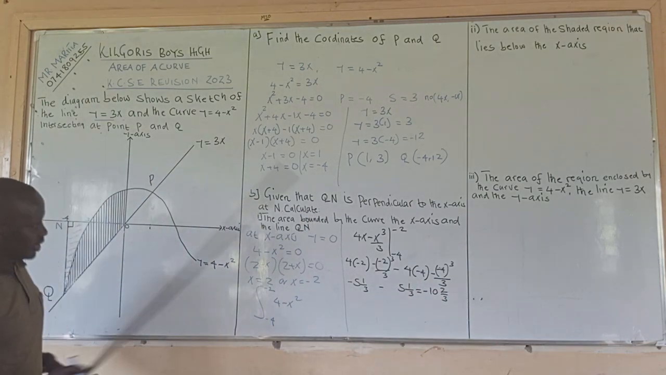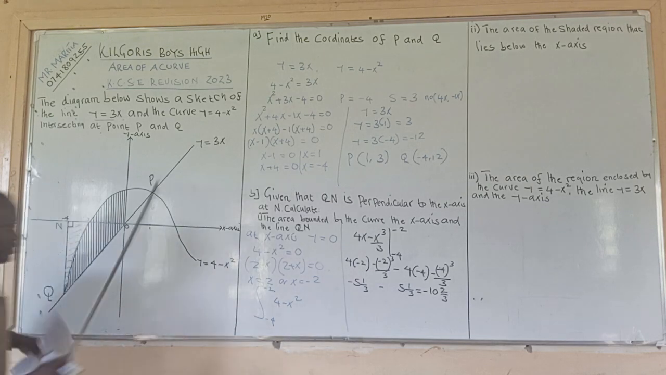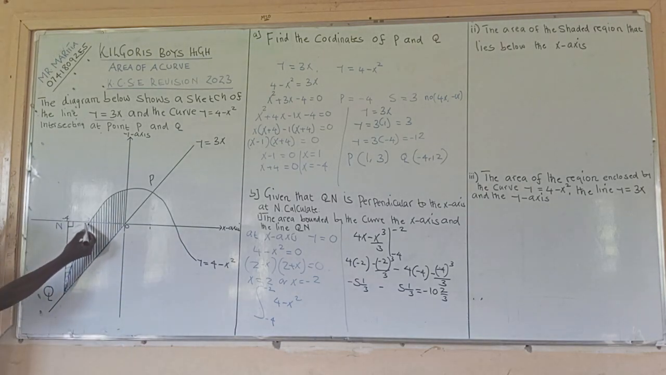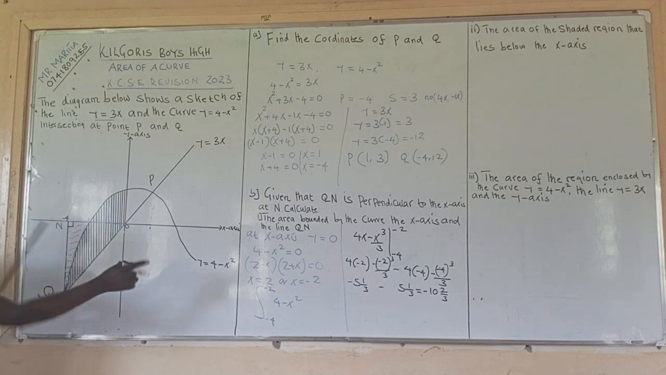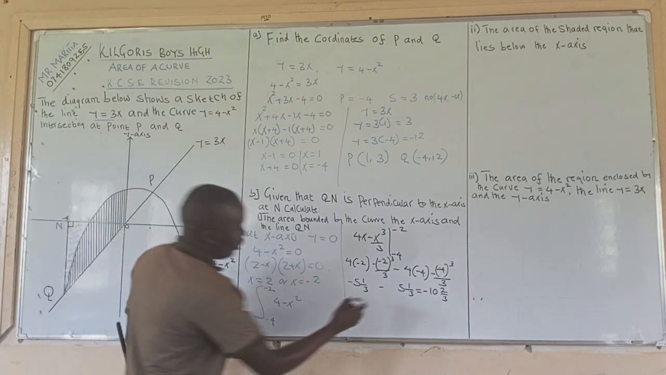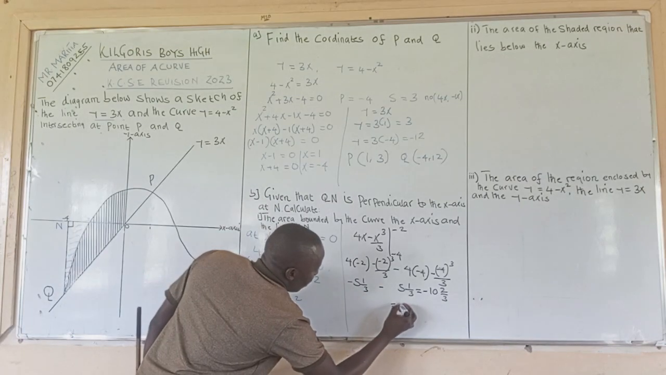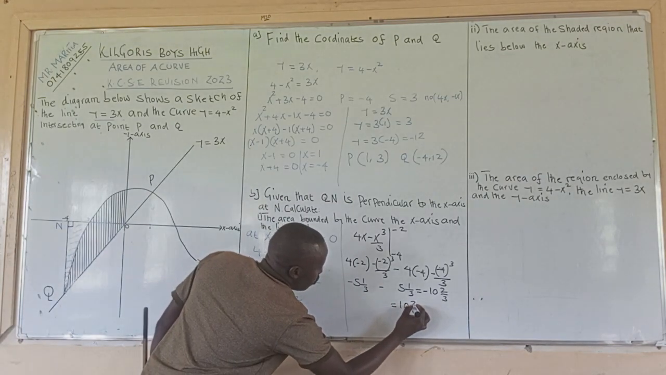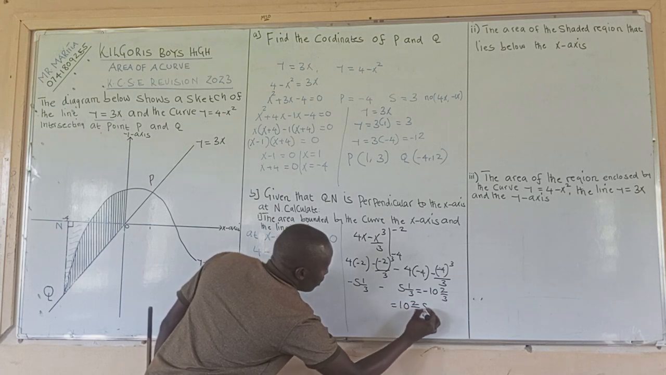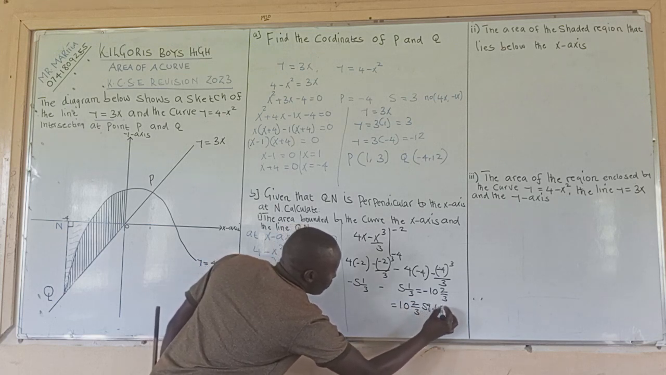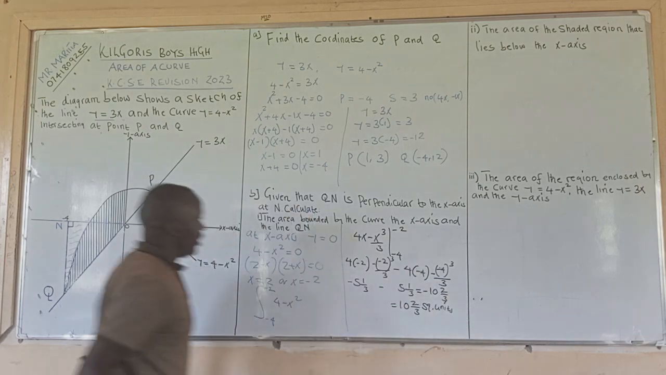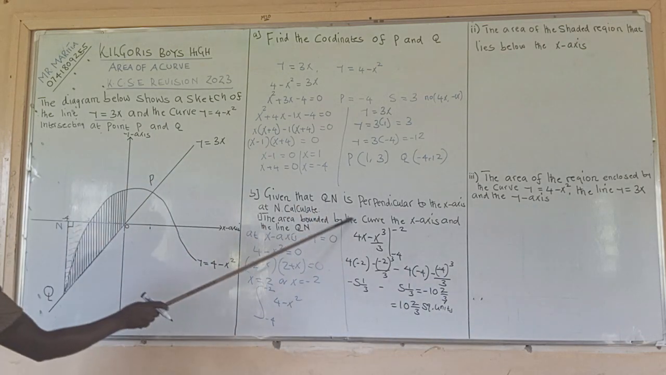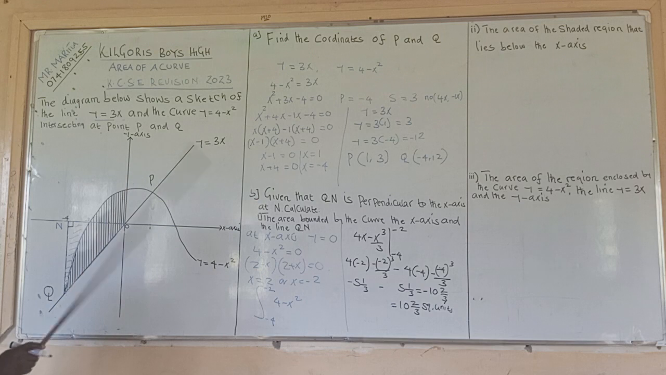It is negative to show that the region is below the x-axis, that's why we have a negative. So we ignore this negative. Our area is equal to 10 and 2 over 3 square units. That is the area bounded by the curve, the x-axis, and the line QN.